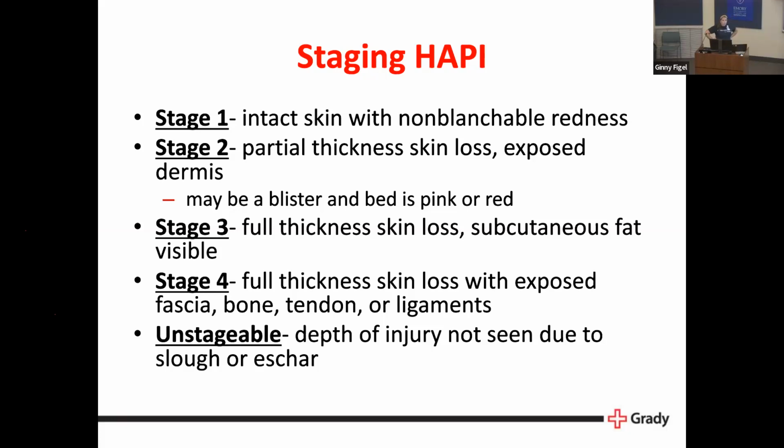Stage 3 is a full thickness skin loss. You're going to see subQ fat visible. Stage 4 is going to be full thickness with exposed fascia, bone, tendon, or ligaments, depending on where the injury is. And then unstageable is the one that we're not going to be able to tell because it's going to have slough or eschar on top of it. So that is going to have to be debrided either with an enzymatic debriding agent, or they'll go to the OR to have it debrided, and then we can see the extent of the damage.